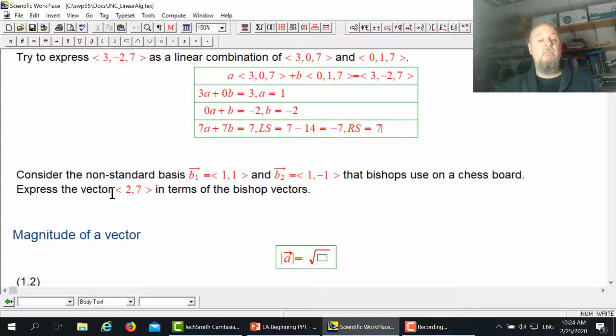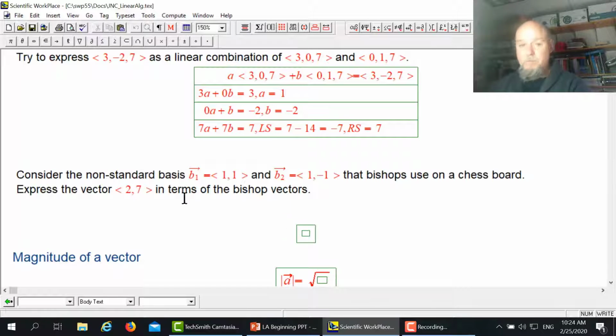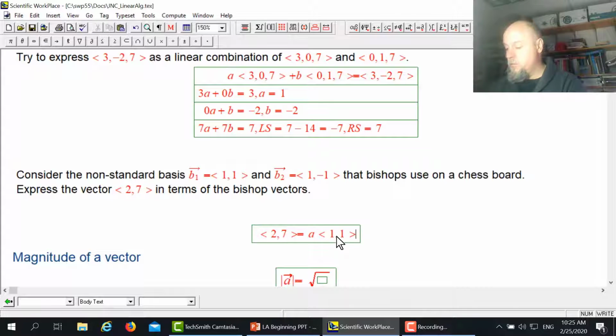And I can express this vector 2, 7 in terms of the bishop vectors. So 2, 7 is expressed in regular standard, and I want to express that in terms of the bishop vectors. I want to write 2, 7 equals so many times b1 plus so many times b2.